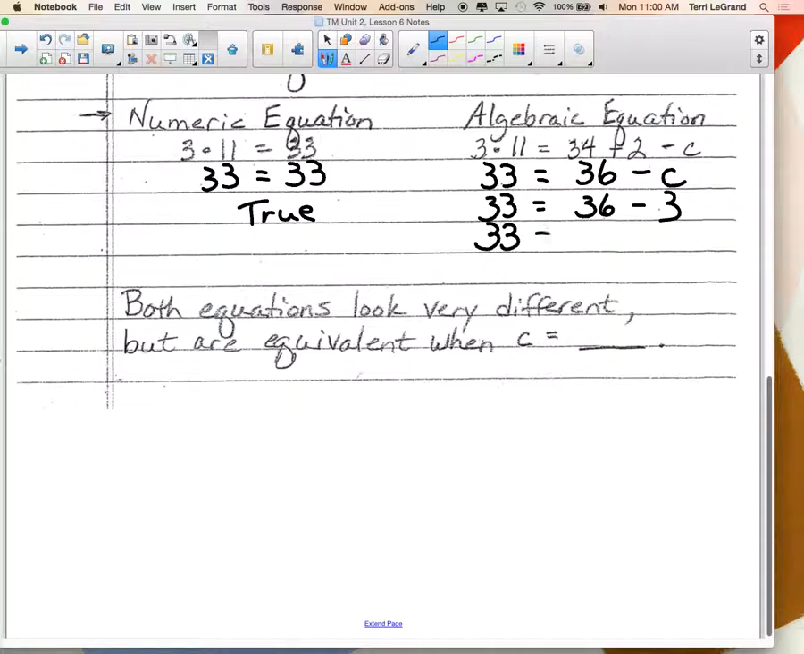This 33, this equal sign, they just come down. What does 36 take away 3? 33. True or false? True. Okay. So we found the value for C that makes the equation true. And again, even though the equation started out really differently, the numeric equation and the algebraic equation, we still ended up with the same statement, 33 equals 33. Or in other words, they're both equivalent when C equals 3.